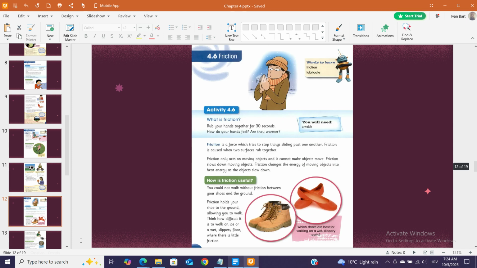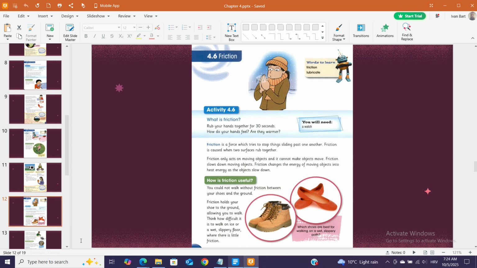4.6 Friction. Words to learn. Friction. Lubricate. Activity 4.6. What is friction? Rub your hands together for 30 seconds. How do your hands feel? Are they warmer? You will need a watch.